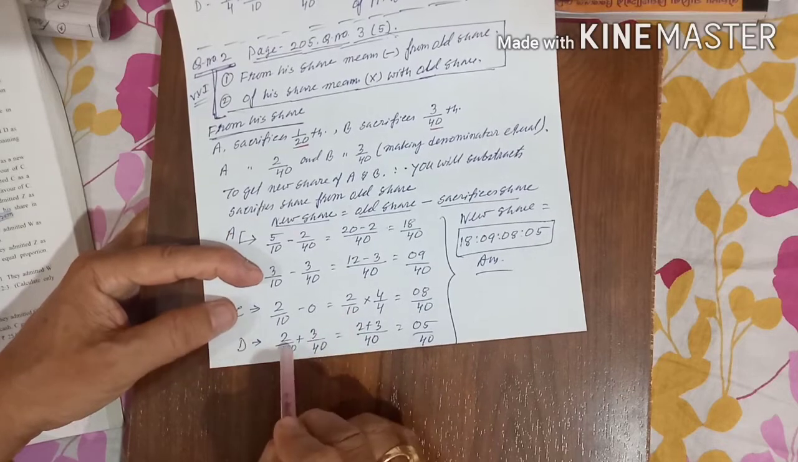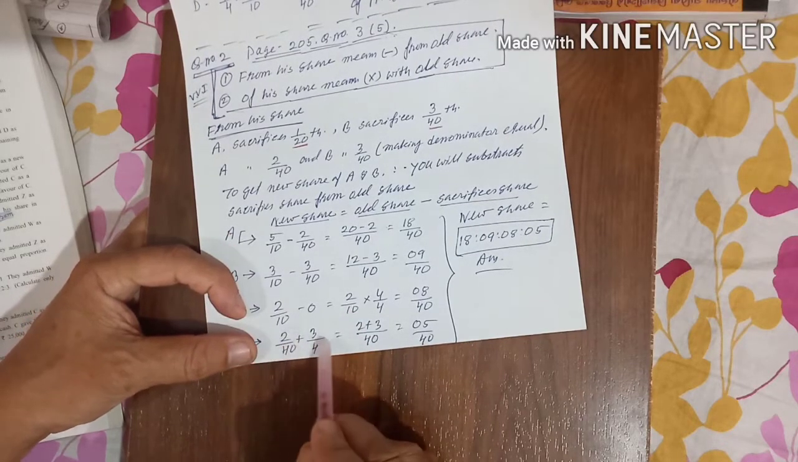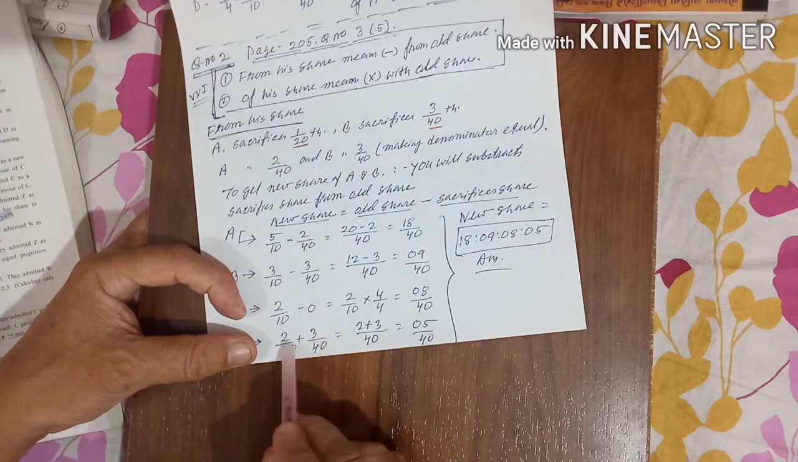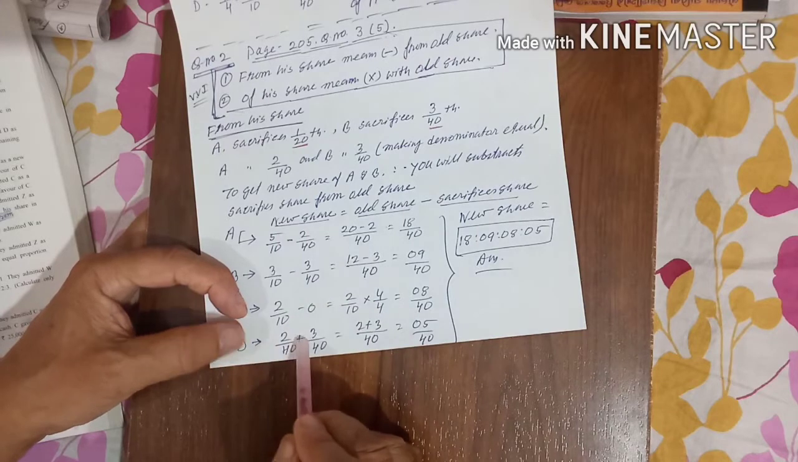And next comes D. D's share is the sacrificing of A plus the sacrificing of B. It is not the same as that one. This formula is not applicable for D.